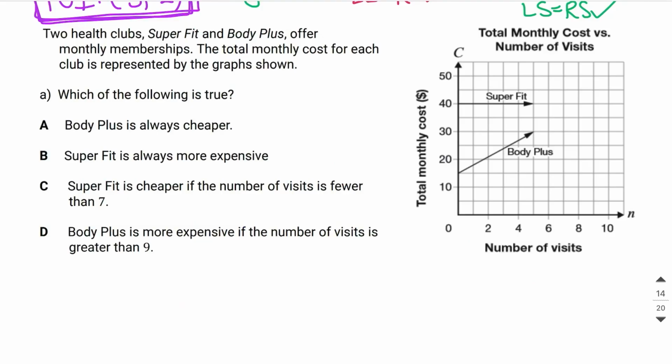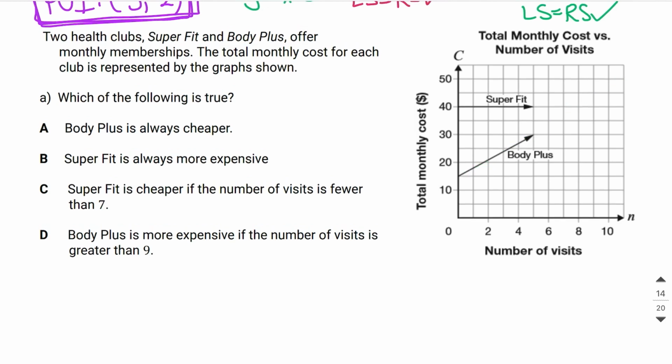Okay, in our last question, it says two health clubs, Superfit and Body Plus, offer monthly memberships. The total monthly cost for each club is represented by the graphs below. Which of the following is true? Choice A says Body Plus is always cheaper. And right now it does appear as though Body Plus is cheaper, but it's not always going to be cheaper because we have to extend this line right here and use this line to help us out to make sure that we are doing this correctly.